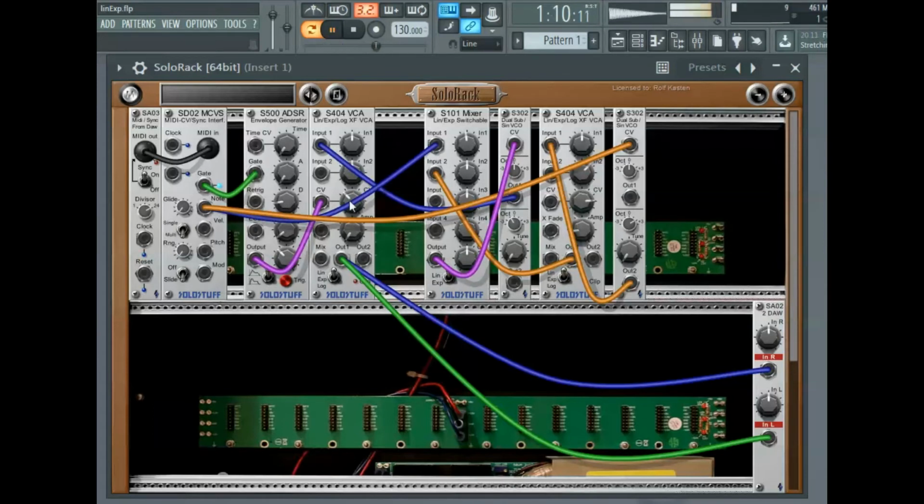The important thing with this patch is that both the modulated left S302 and the modulating right S302 get the note signal from your DAW. And as there is only one CV input jack at the S302, we have to use a mixer to feed both the modulating signal from the right S302 and the note signal from the DAW into the left S302.